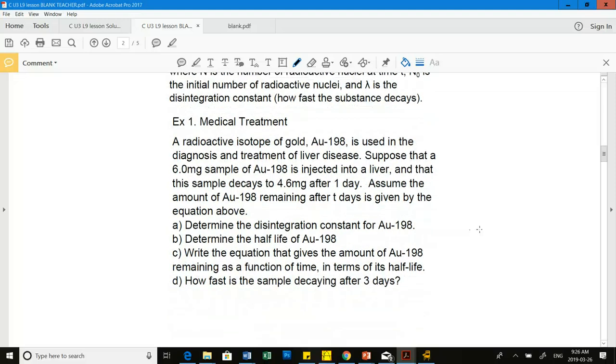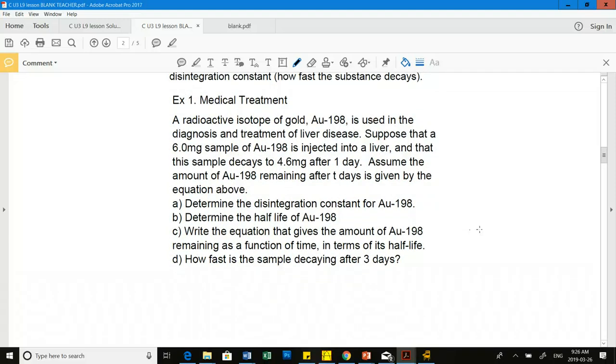Okay, so we're going to look at this in terms of medical treatment. So we have a radioactive isotope of gold. It's used in the diagnosis of liver treatment. Suppose that a 6 milligram sample of gold 198 is injected into a liver. And that sample decays to 4.6 milligrams after 1 day. We're going to assume the amount of gold remaining after t days is given by the equation above. And the first thing that we need to do is determine that lambda variable, the disintegration constant.